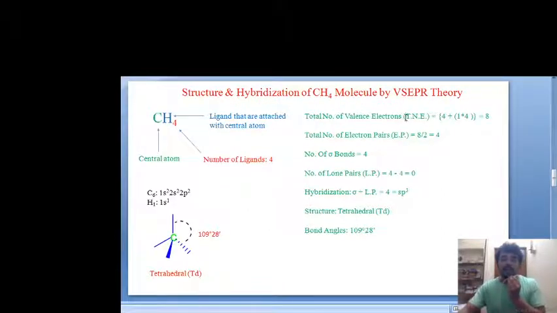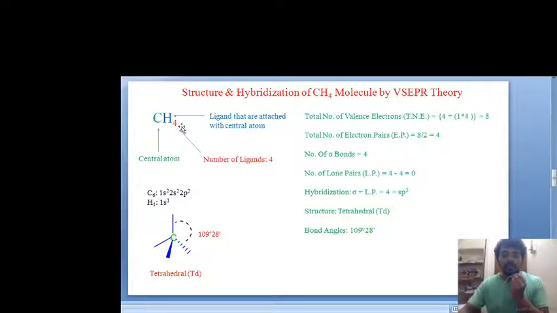Now, the structure and hybridization of the methane molecule by the VSEPR theory. In the methane molecule, carbon is the central element. As it is the central point, there is 1 carbon, that's why it is the central element. It has 4 electrons in the outermost shell, because it has the 1s2 2s2 2p2 configuration. The 1s electrons are in the K shell, and 2s and 2p are in the L shell. So in the L shell it has 4 electrons.